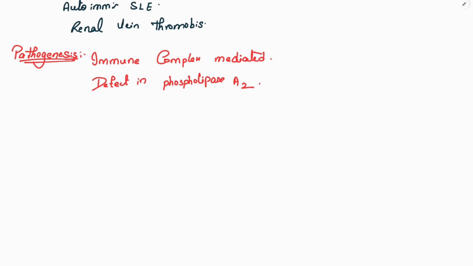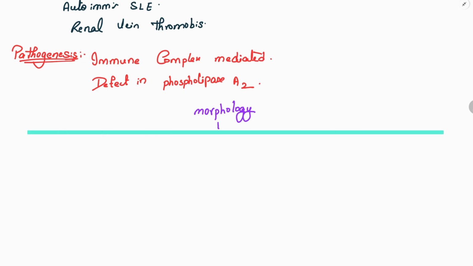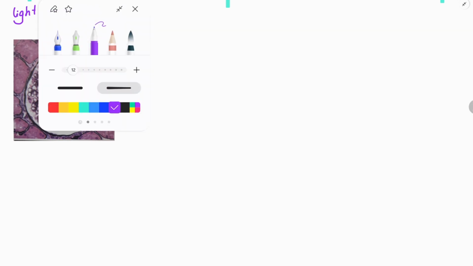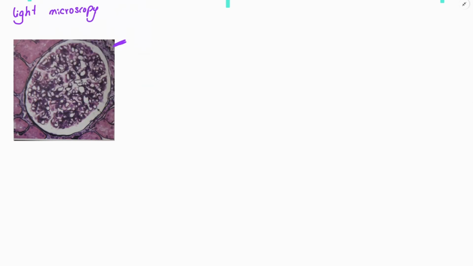And now let's move into the morphology. In morphology, as usual, you can see the images of the immunofluorescence, electron microscopy and light microscopy. First, let's move into the light microscopy. So this is the image that you can observe in the light microscopy. Okay. So now let me decode the important points from this image.